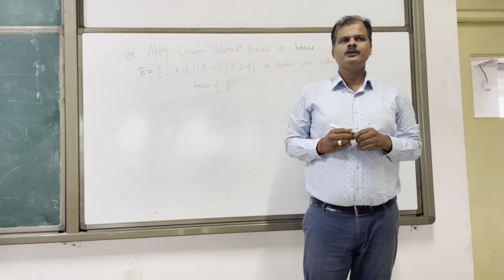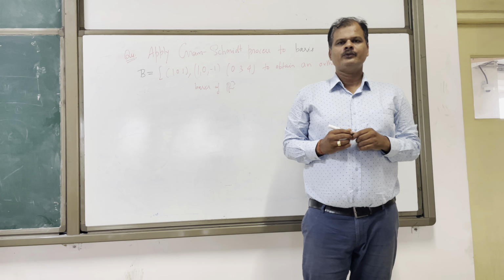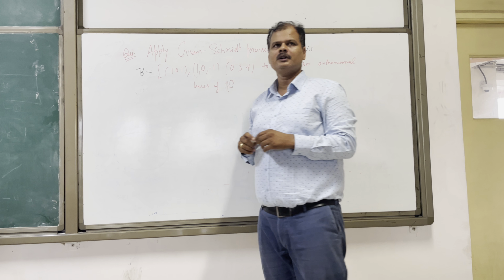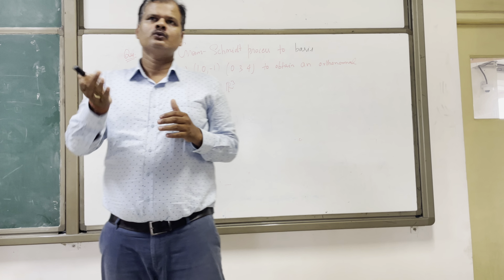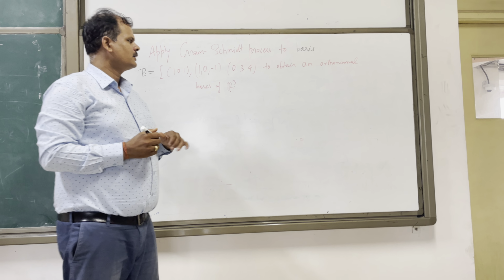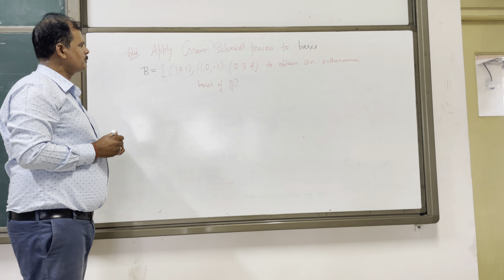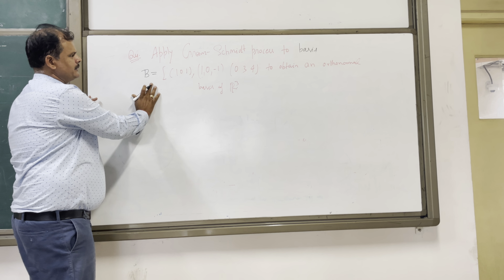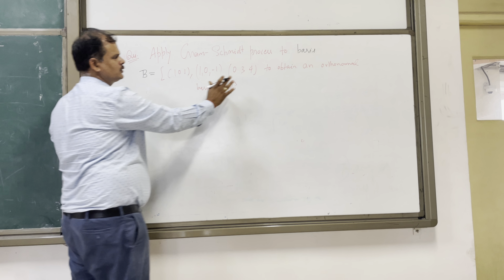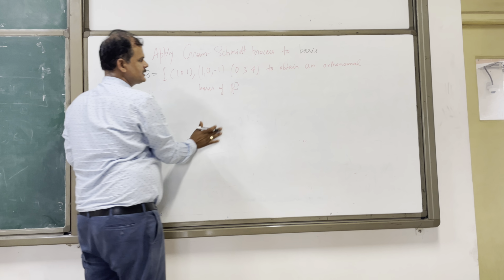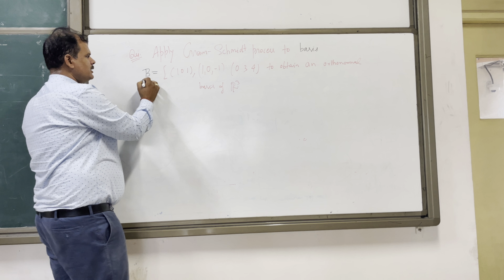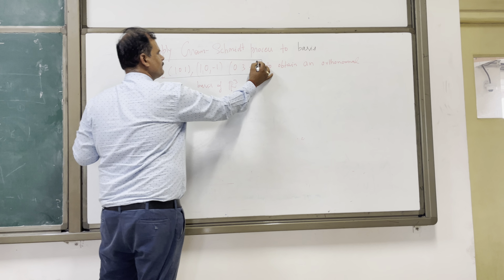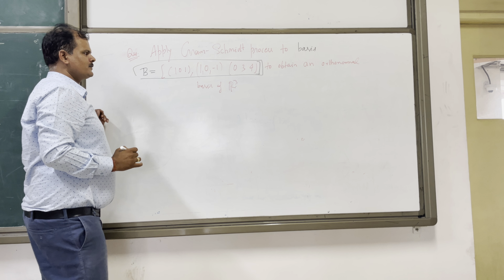In the last video I gave the formula for the Gram-Schmidt process, how to convert any given basis to an orthonormal basis. So let us solve one problem. The question is: applying the Gram-Schmidt process to the basis, obtain an orthonormal basis of R3. This basis is given. This is not an orthonormal basis. We need to get the orthonormal basis. Okay, so what do we do?